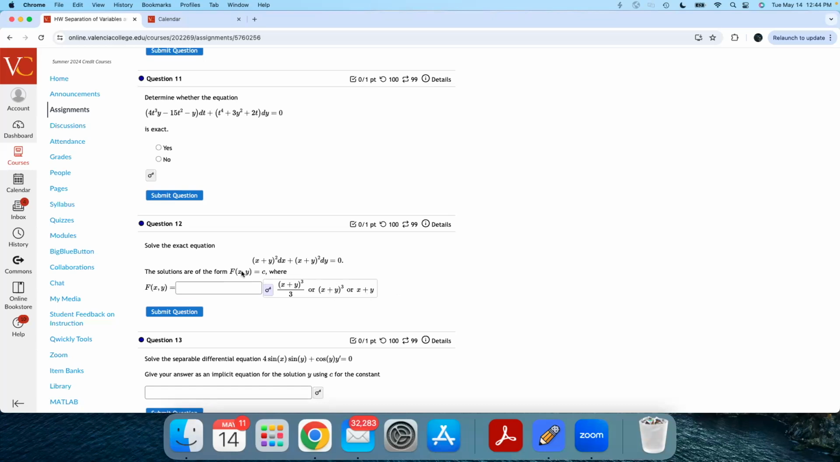And I guess depending on how you work this algebraically, you could get different answers. I would have to think about this. I don't know how we could have both of these being solutions. I have to go through and look at that. But you're not typing the equals C part. You're just typing the left-hand side.